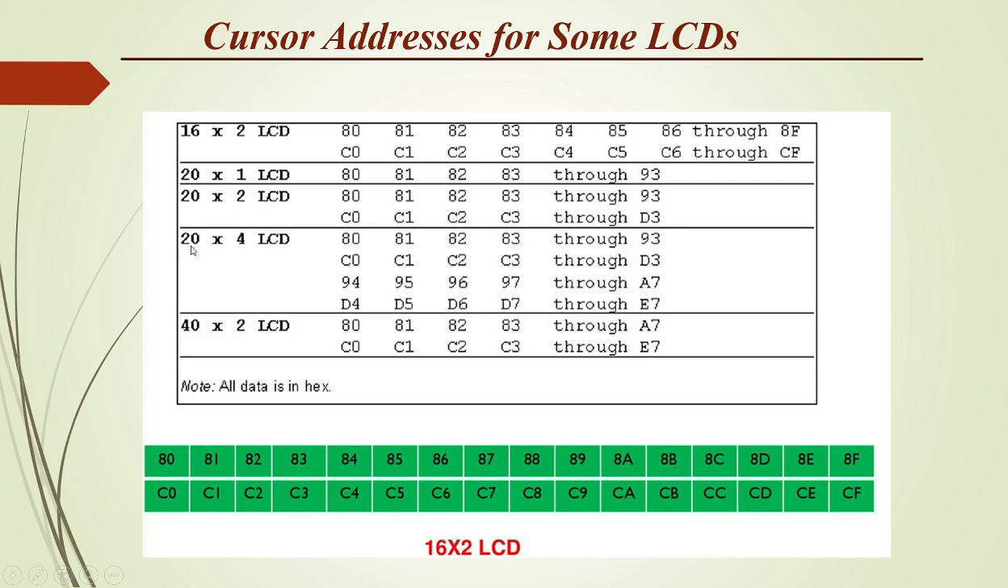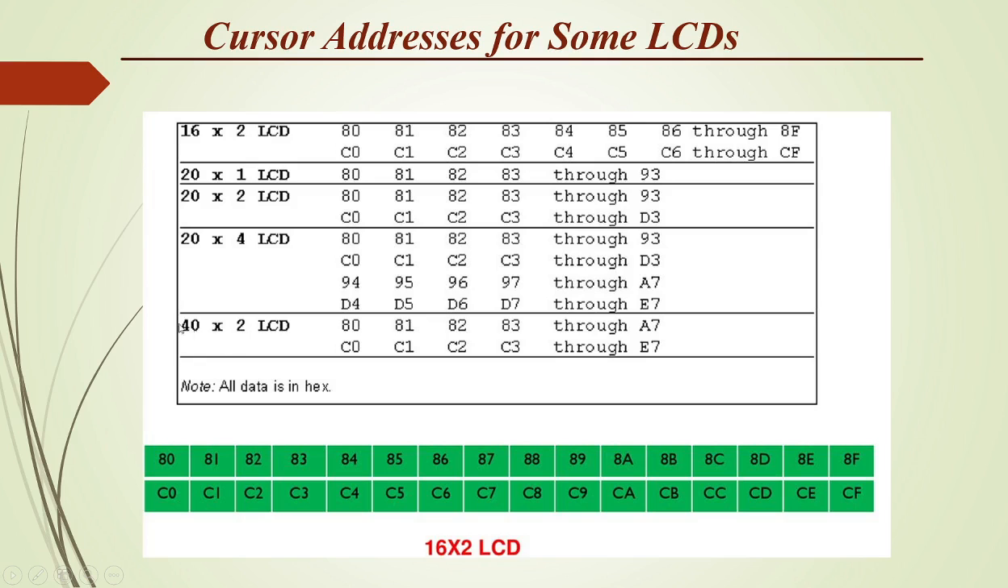Another display is a 20:4, that means 4 lines and each line will contain 20 characters. Whose addresses are given as 80H to 93H, second line C0H to D3H, for the third line 94H to A7H, and for the fourth line D4H to E7H.